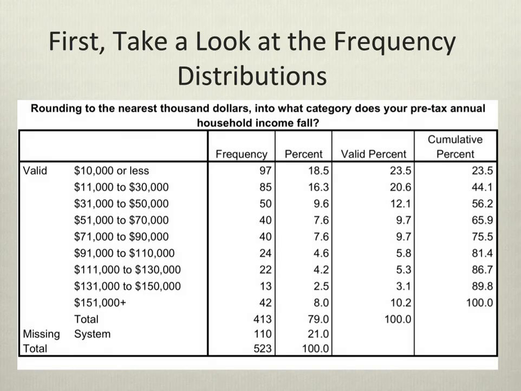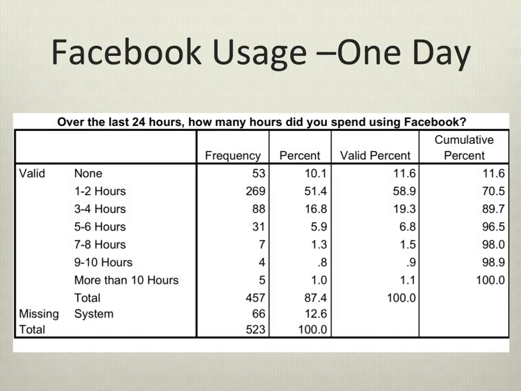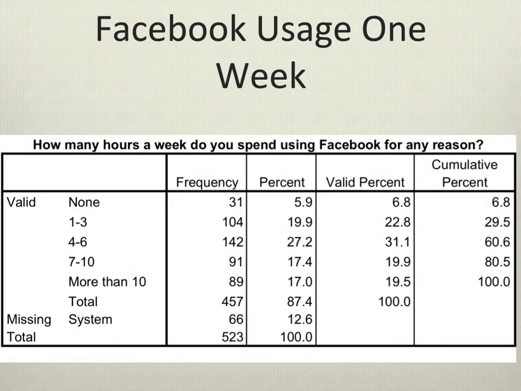So the first thing I do is I take a look at the frequency distributions. When I take a look at Facebook usage for one day, I notice that there's very few people in the very, very heavy usage categories. It makes me think that maybe I need to combine my 7 through 8, 9 through 10, and 10 or more hour categories, since there's only 4 to 7 people in each of those categories.